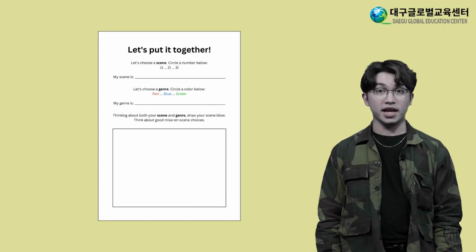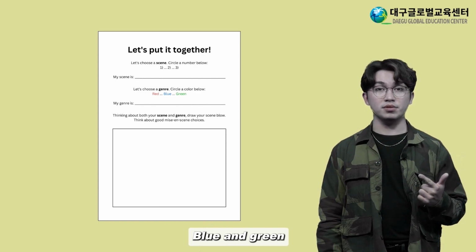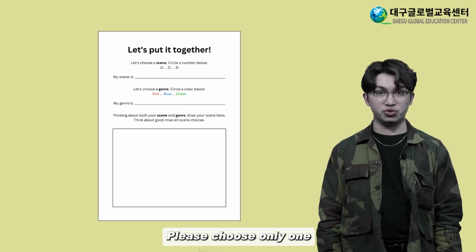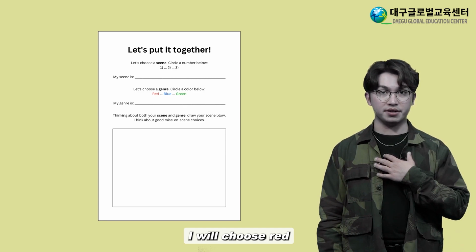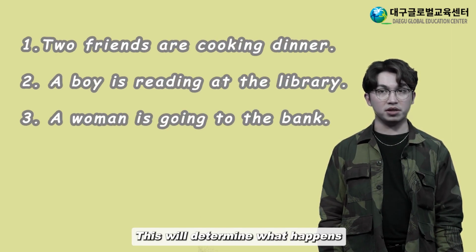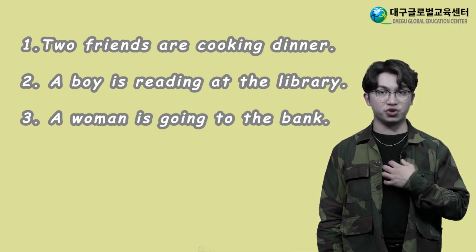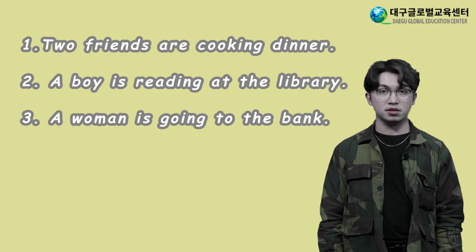Finished? Next, let's choose a color. There is red, blue, and green. Again, please choose only one. I will choose red. What number did you choose? This will determine what happens in your scene. I chose the number 3. So, in my scene, a woman is going to the bank.